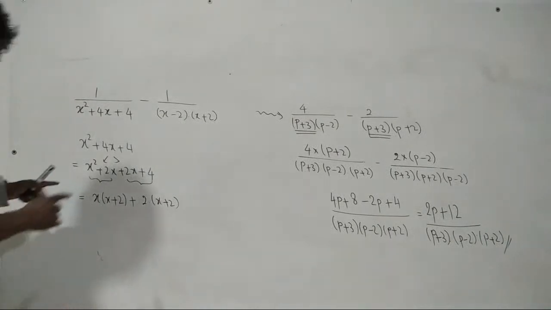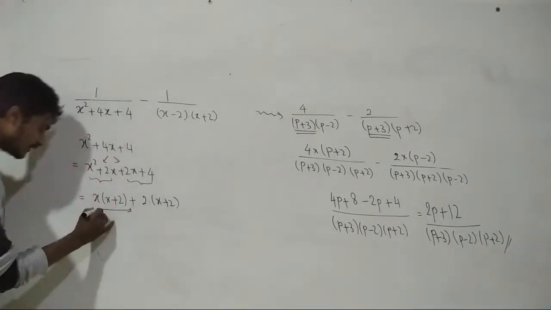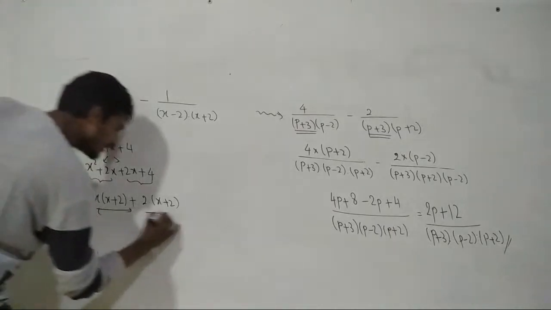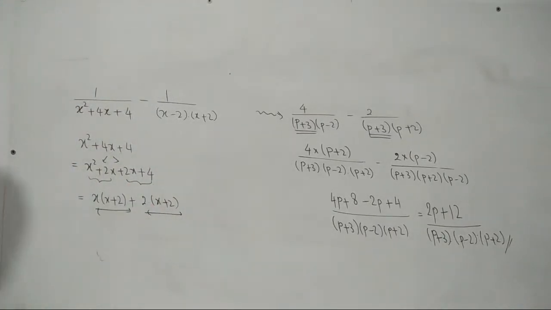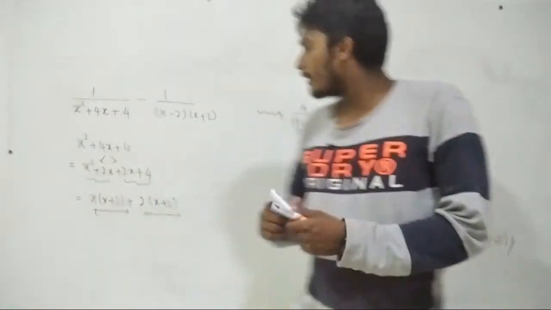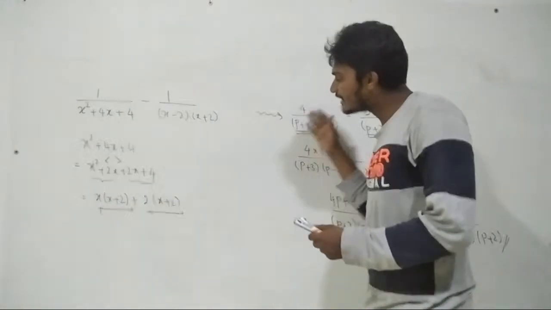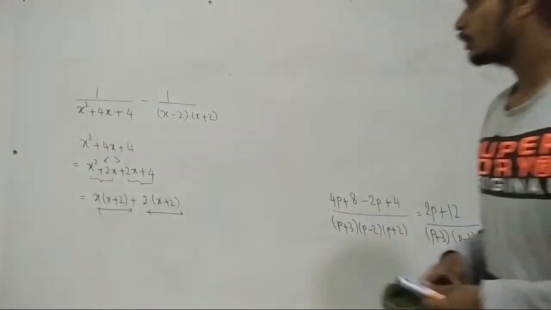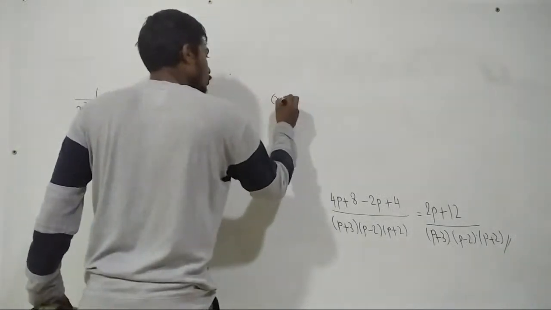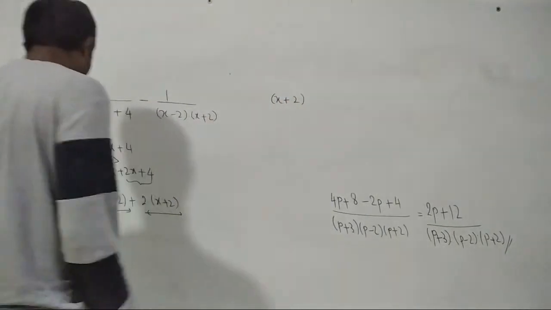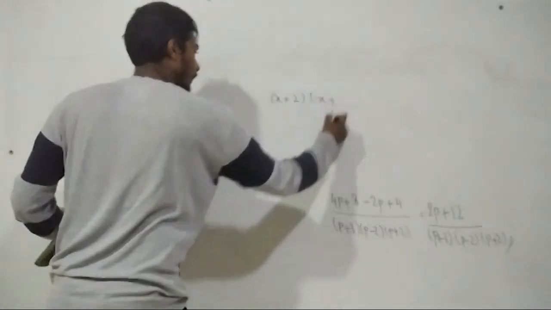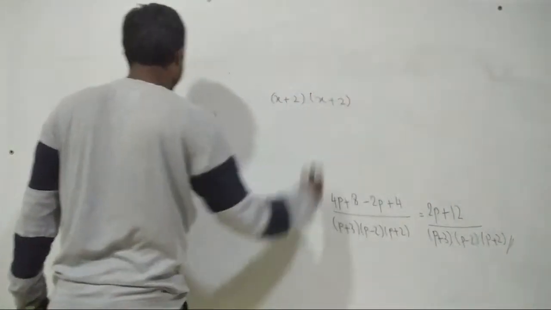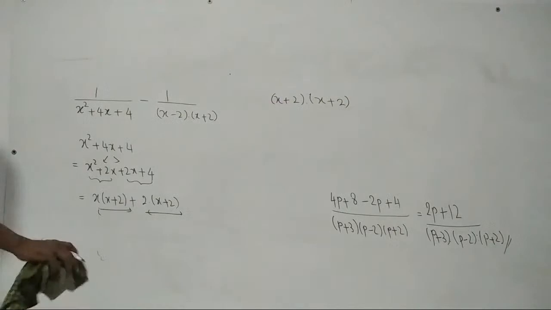So guys, if you consider this term over here, and if you consider this term over here, x plus 2 is common to both of them. So if x plus 2 is common for both of them, let's just take x plus 2 out of the bracket. When you take x plus 2 out of the bracket, you will have x plus 2 times x plus 2. So x plus 2 and x plus 2.